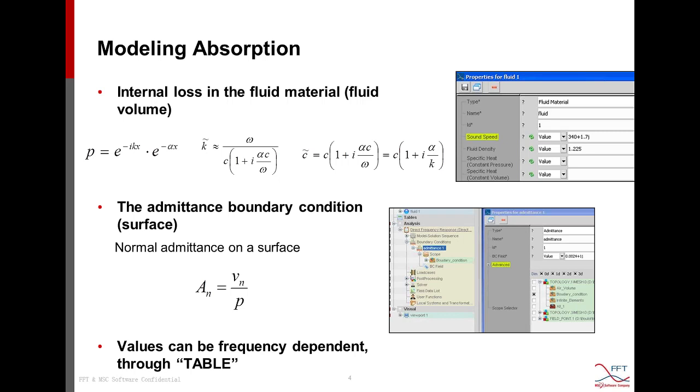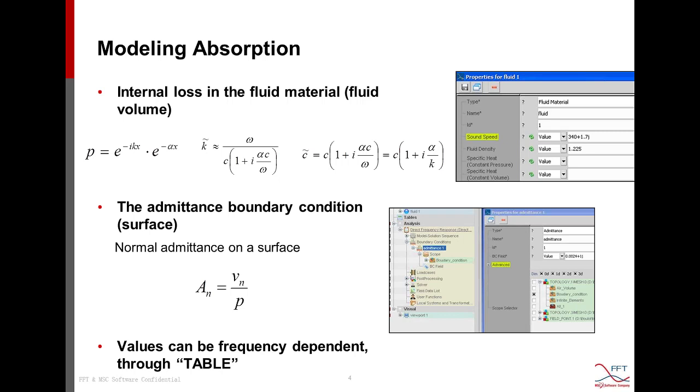Now for modeling absorption, there are several alternatives in Actran. The most basic way could be modeling the equivalent fluid material, so basically air in the sample automotive cavity. And by introducing the imaginary part of the speed of sound, we can model an equivalent internal loss of acoustic propagation due to the viscosity in the air.